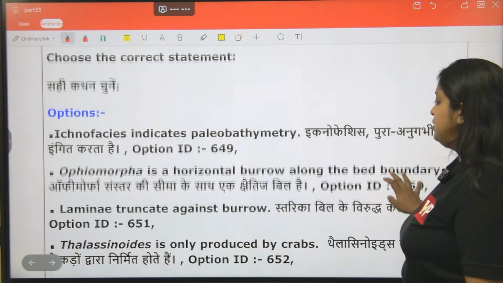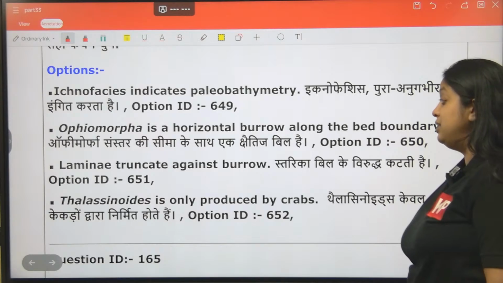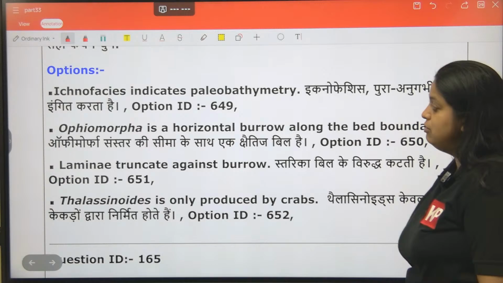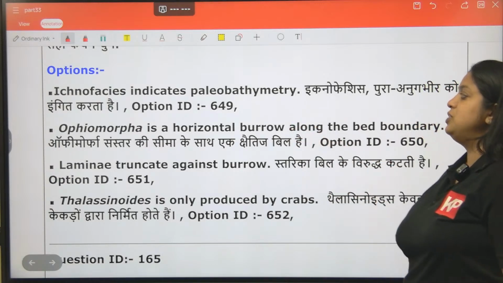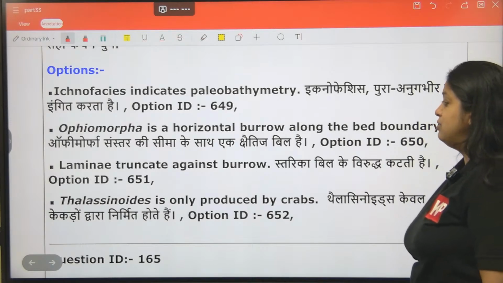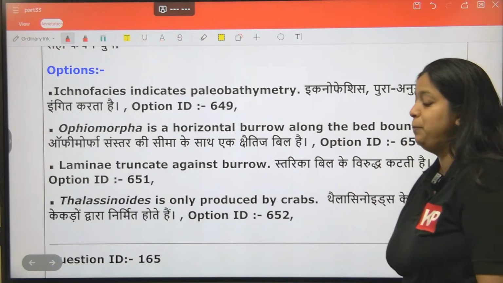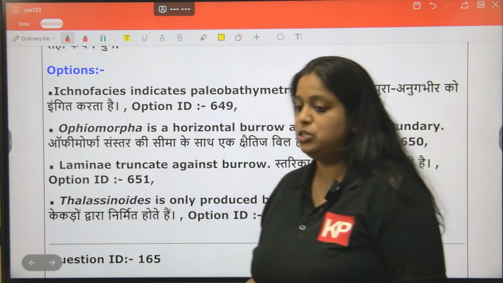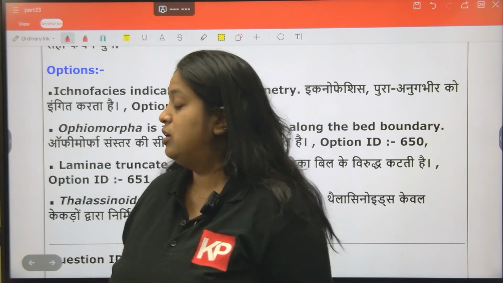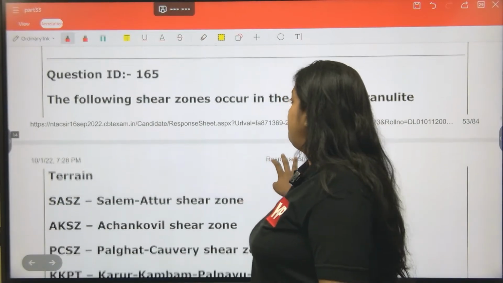So the correct statement is this one: laminae truncate against burrow. That is the correct statement among the four options. Ichnofacies cannot indicate paleobathymetry. Ophiomorpha is not a horizontal burrow along the bed boundary. These are associated with the bioturbation or ichnofacies related sections of sedimentology, the biological sedimentary structures.